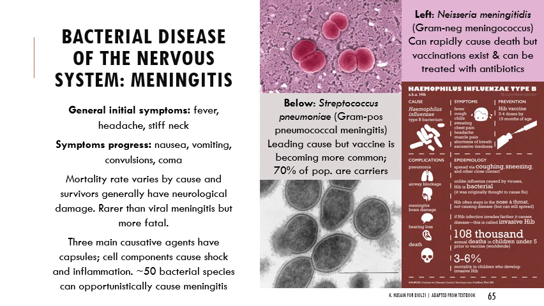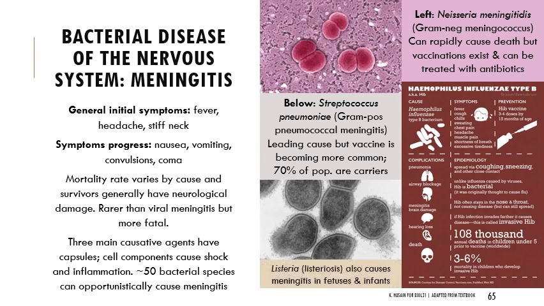There's also a lot of other causative agents, though, as many as about 50 bacterial species that can opportunistically cause meningitis. So, for example, we talked about HIV and AIDS and immunocompromisation a couple weeks ago. If that's the case, then a lot of other things can cause meningitis as well.